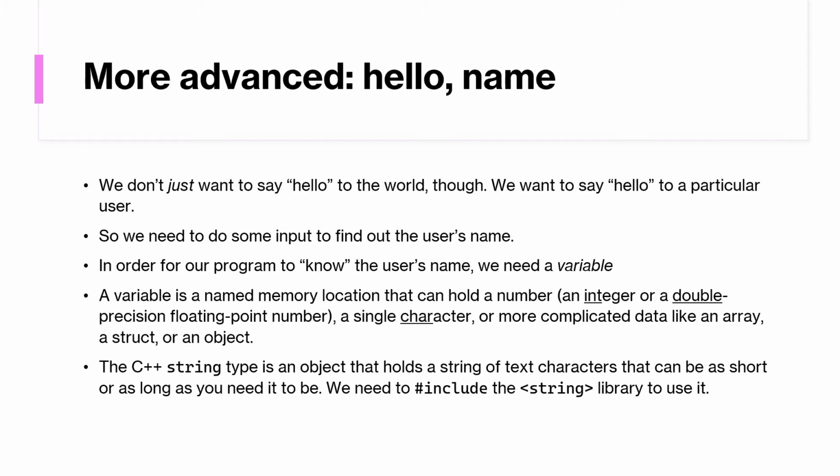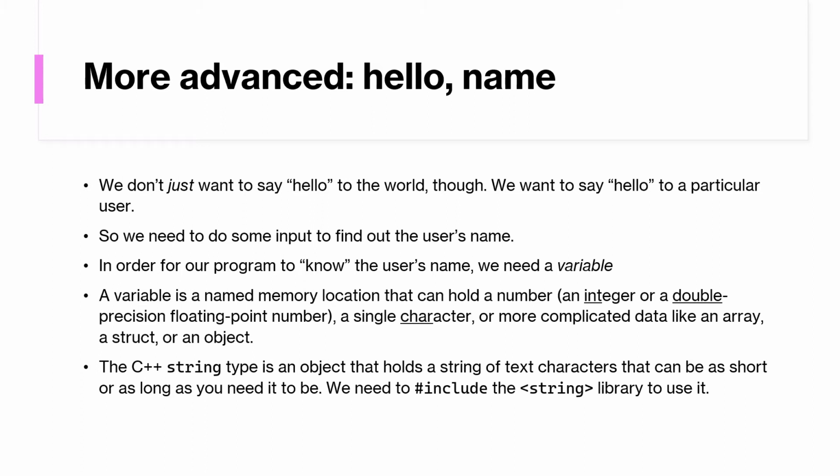Okay, a variable is a named memory location. It can hold a number, such as an int or a double. It can hold a single character, or it can hold more complicated data, like an array, which you can think of as a list of values, or a struct, which is a value that bundles together different kinds of values, like a student's ID and their GPA might be bundled together, for example.